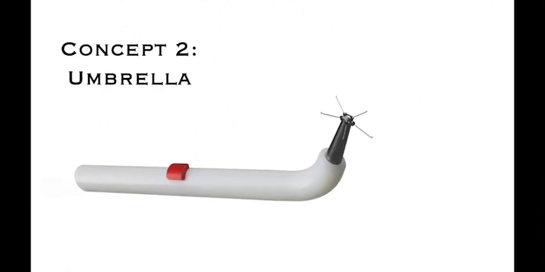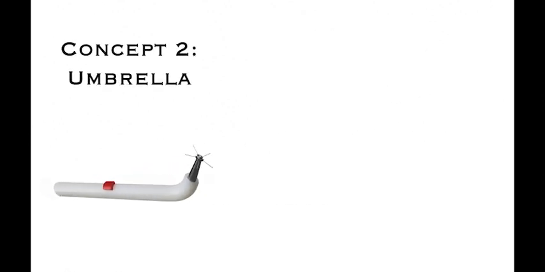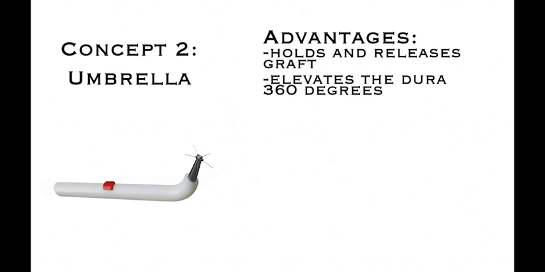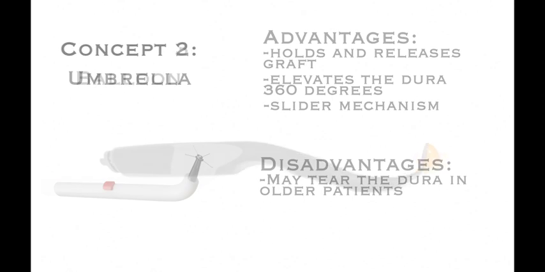Concept 2 opens up like an umbrella, elevating the dura a full 360 degrees around the defect. The pincher-like mechanisms on the end of the umbrella rods will hold the graft in place as it's being delivered and will release the graft when in the desired position. Surgeons believe this tool could work well in elevating the dura 360 degrees, and they like the slider mechanism, but they are concerned it may tear the dura in older patients.